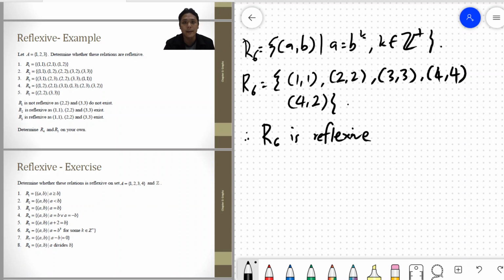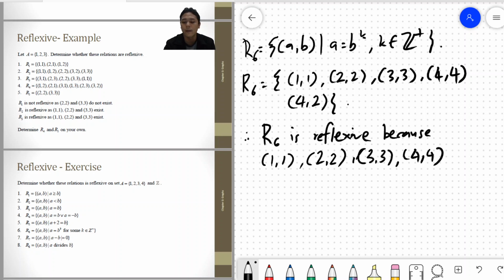Don't forget to write the reason why. You must write all that.